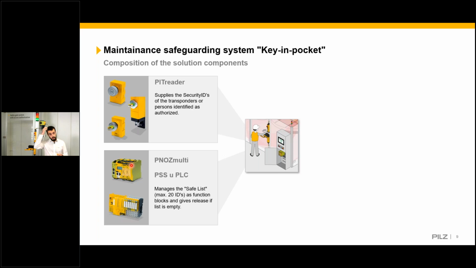In those PLCs, aside from controlling the overall safety of the machine, they also have a safety block called safe list. In this safe list they will store up to 20 users, which means that for a machine, we can sign in up to 20 people. Those are the mandatory products that have to be used in the key in pocket solution.